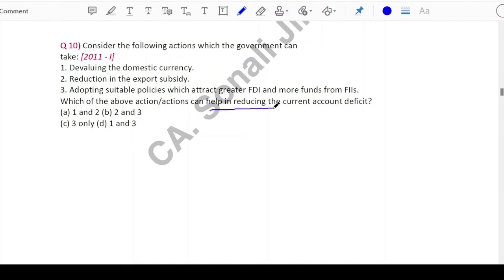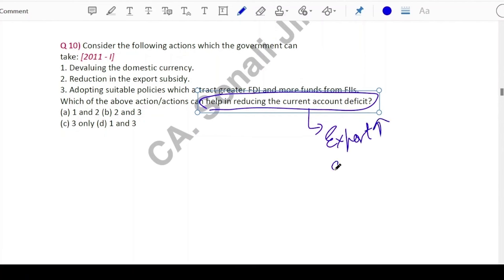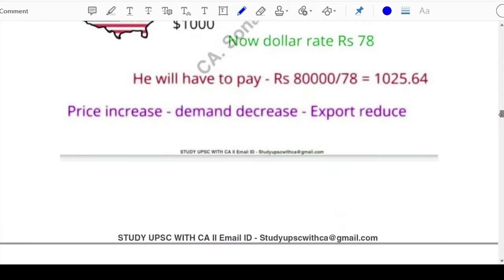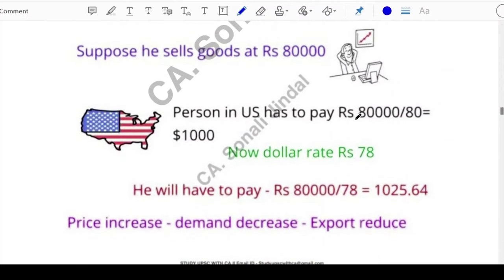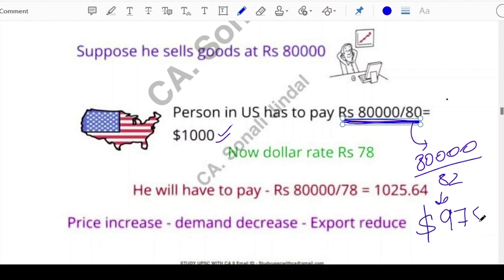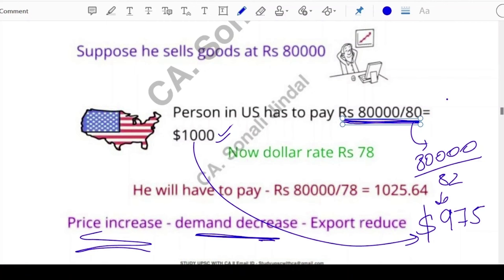Here you can see in this UPSC is asking about reducing the current account deficit. How it can be reduced? By increasing the exports and decreasing the import. First statement says devaluing the domestic currency. Here we have seen, if a person in US has to buy goods at 80,000 rupees, then he needs to pay $1,000. If this price of dollar has increased to 82, it means rupee has been devaluated or depreciated. Now the price reduced to $975. This reduced price will increase the demand and increase the exports.